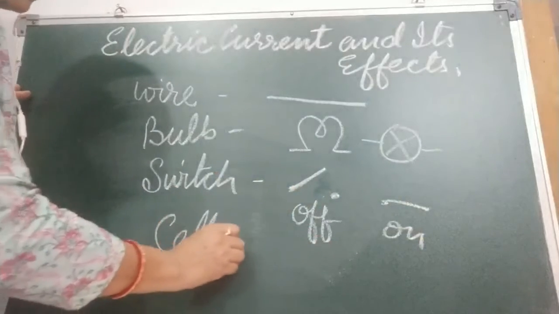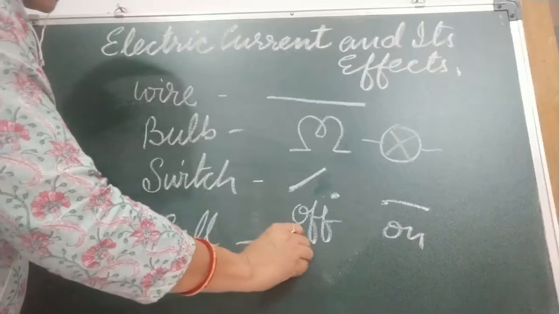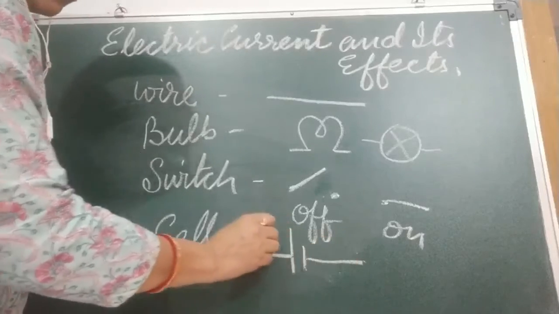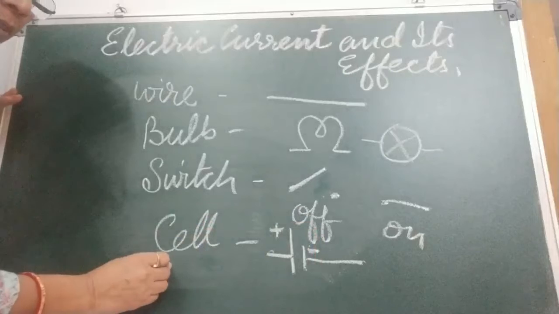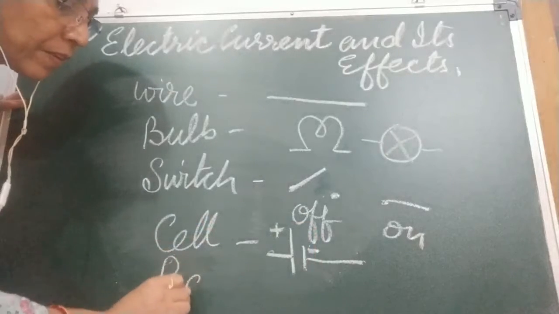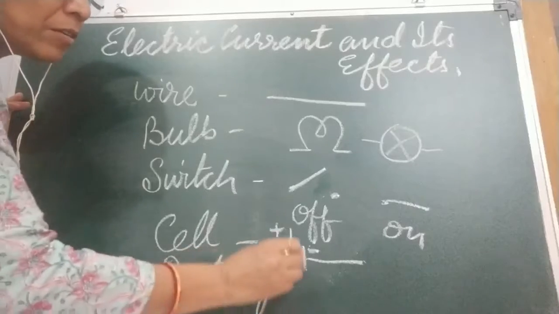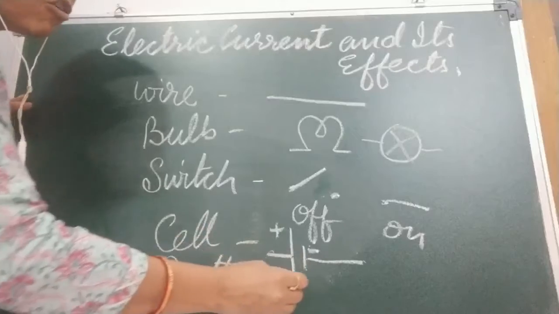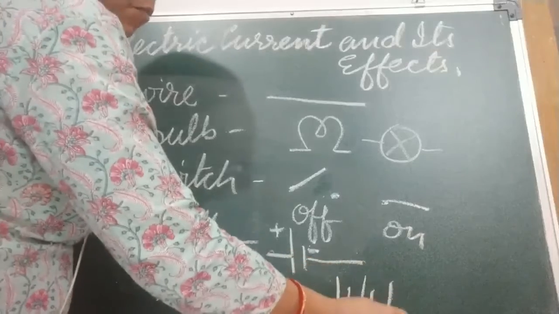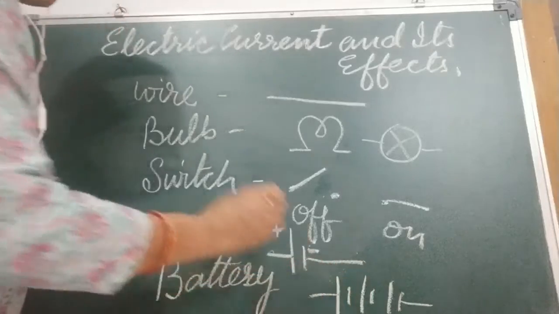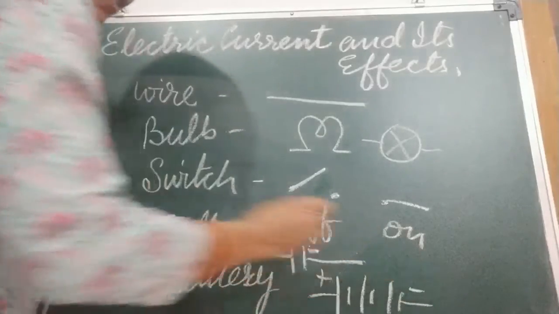Now come to the cell. Symbol of cell is like this. Children, this longer line and shorter line: longer line depicts plus, shorter depicts minus. Come to the battery. Combination of two or more cells is called battery. Now here we are going to draw two. These are two cells. So the combination of this is what? Battery. And this side is plus and this side is minus.